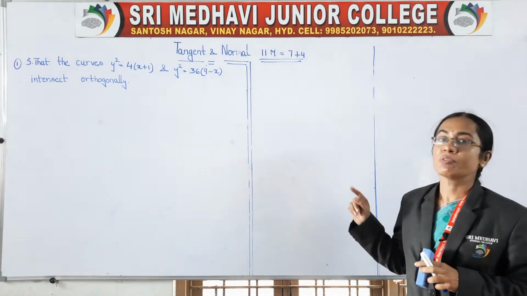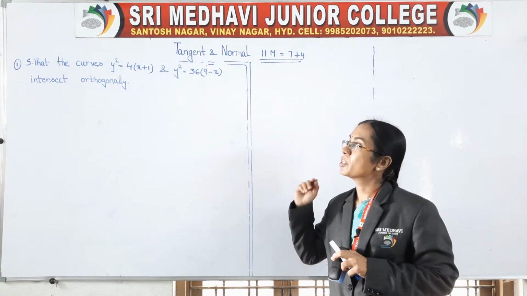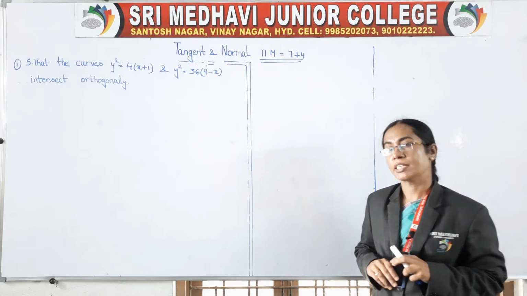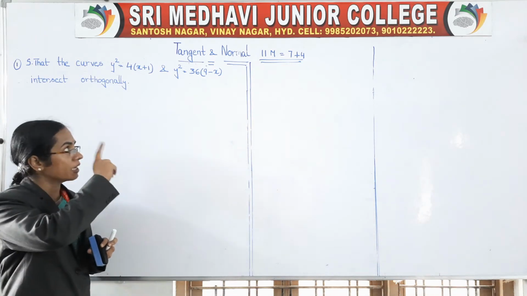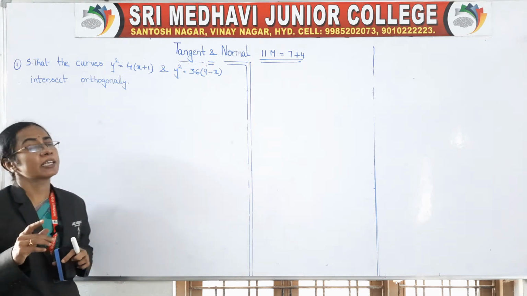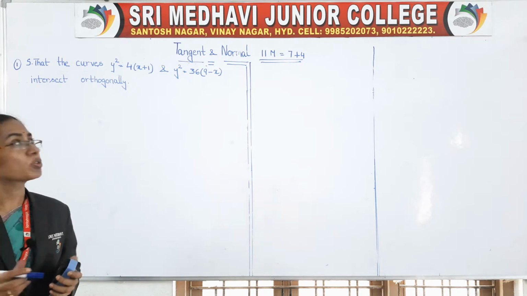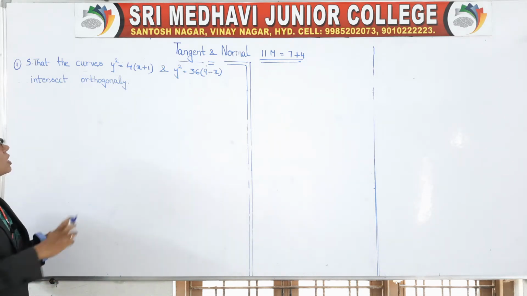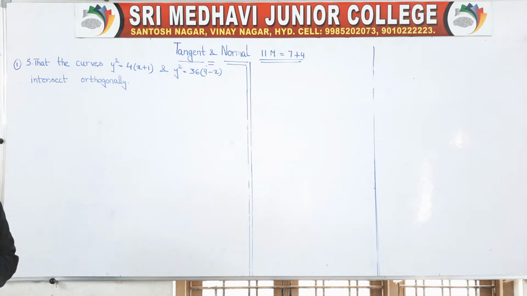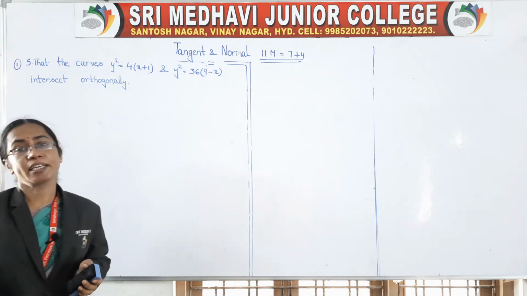So today we will solve one more long question, a 7 marks question. Here we will use that orthogonality condition. What I said, if the angle between the two curves is 90 degrees, then they are said to be orthogonal curves, isn't it? So here we have to show that these two curves intersect orthogonally. So the angle between them is 90 degrees.